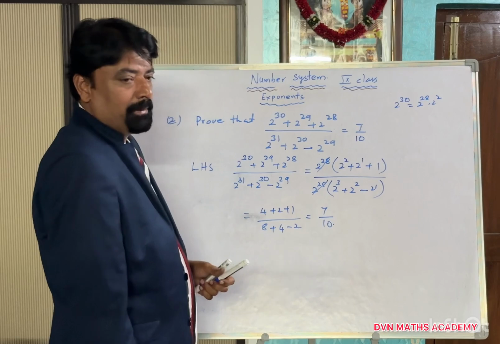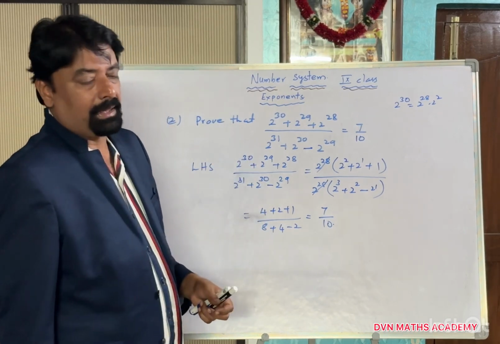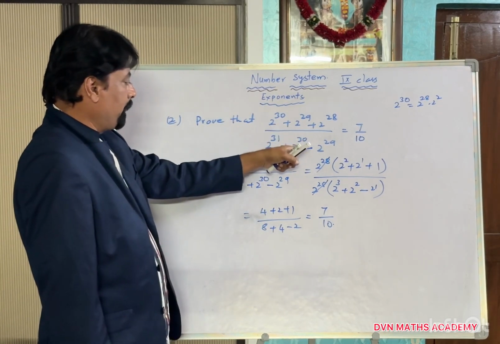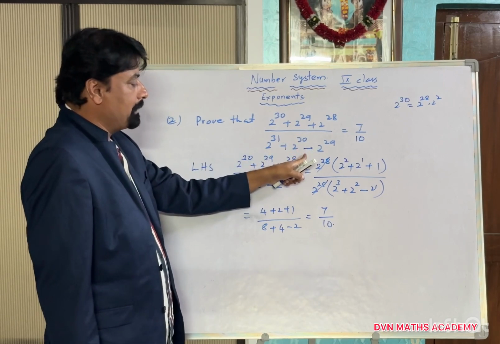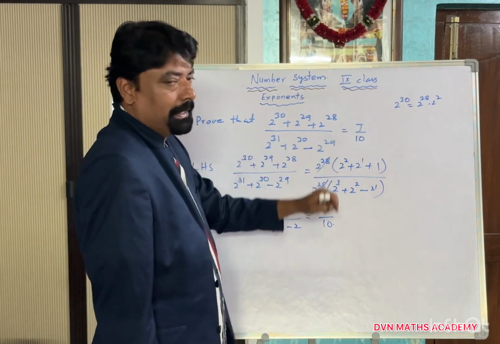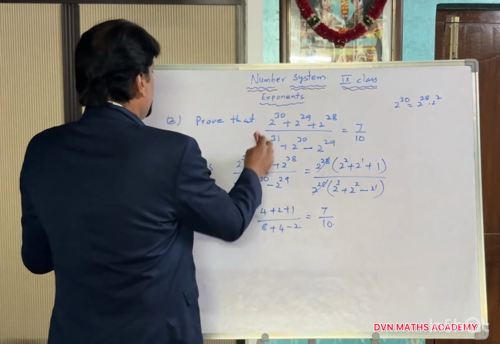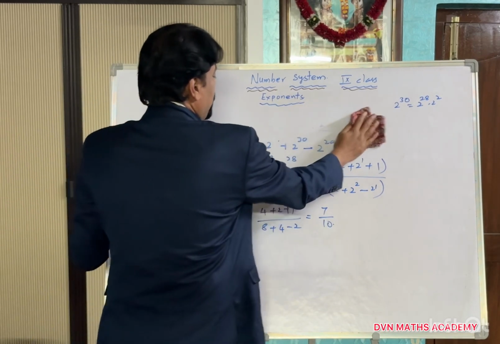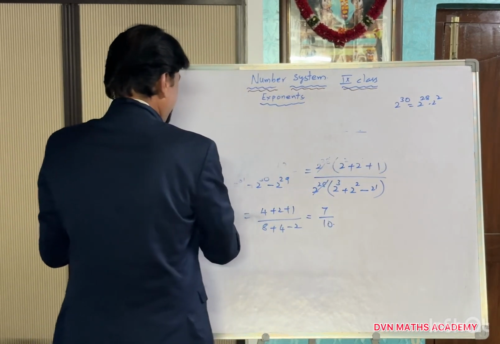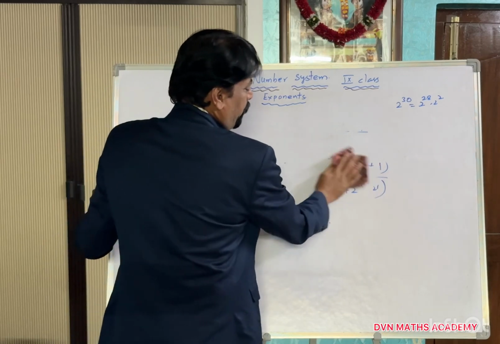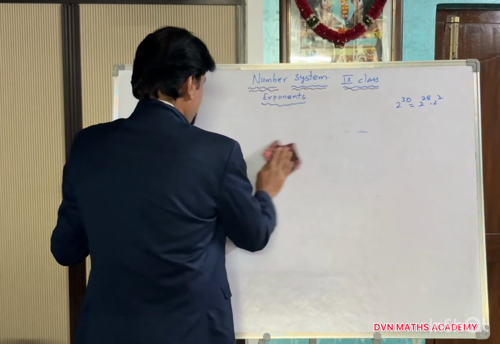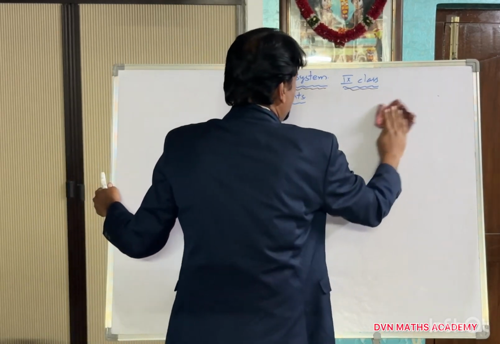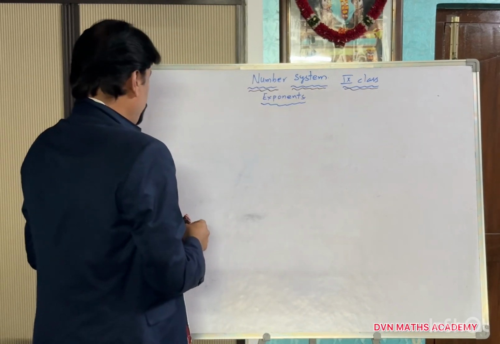So this is one of the important pattern questions for all ninth class students. In previous, I wrote the question wrong. If it is minus 2 to the power of 29, you will get 7 by 10. So this is my second question. All these questions are very important for all ninth class students. You practice these types of questions, it will be helpful for you.